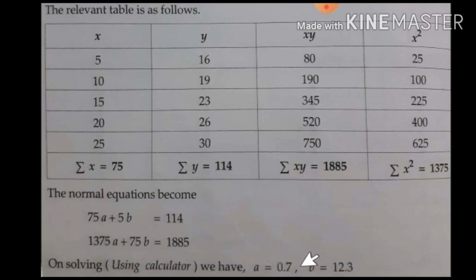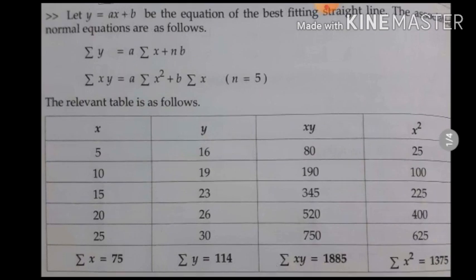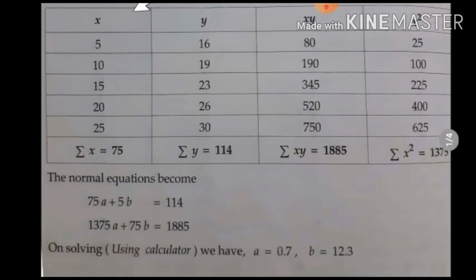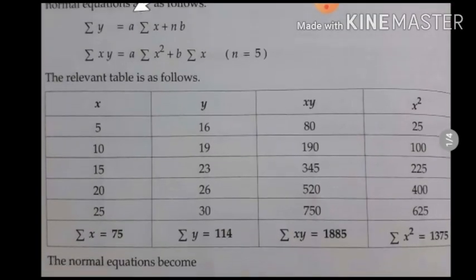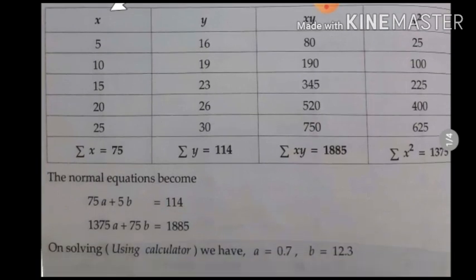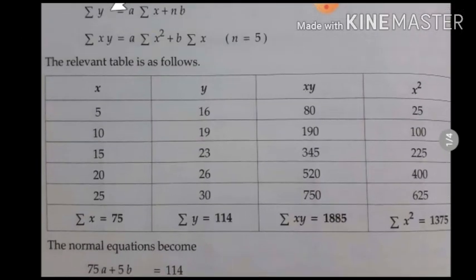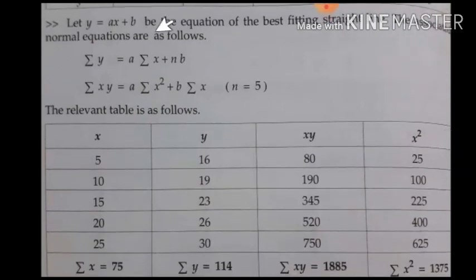Now substitute these a and b values. Where do you need to substitute? In the equation of a straight line, because you are finding the best fit of a straight line. So substitute the a and b values here. The required best fit curve you will get is y equals a value. What is the a value? We obtained 0.7. So y equals 0.7 into x plus b value 12.7. So that is the best fit of a straight line for the given data.